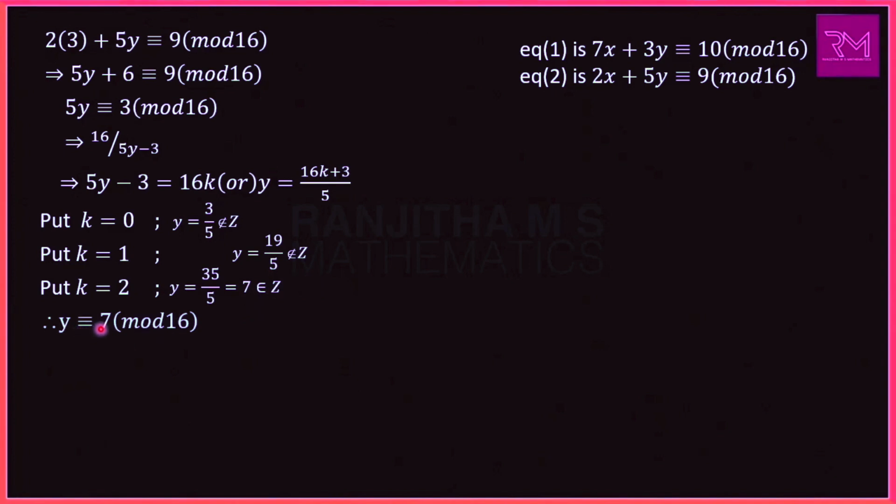Therefore we can conclude that y is congruent to 7 modulo 16. Here we get a solution as x is congruent to 3 mod 16 and y is congruent to 7 mod 16. Therefore these two are a solution for the given system of linear congruences. In the previous videos we got only one value because it depended on one variable x, but these problems are related to finding the solution of a system of congruences in two variables x and y. So we get a solution for x and y in two values, that is, x is congruent to 3 mod 16 and y is congruent to 7 mod 16 is a solution.